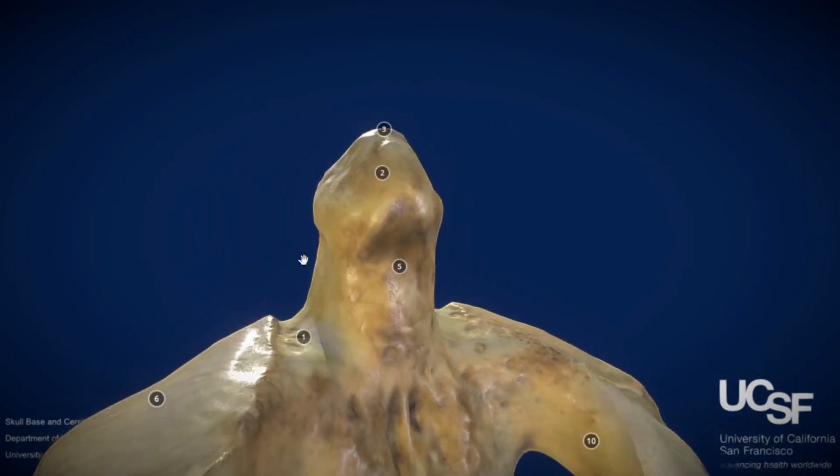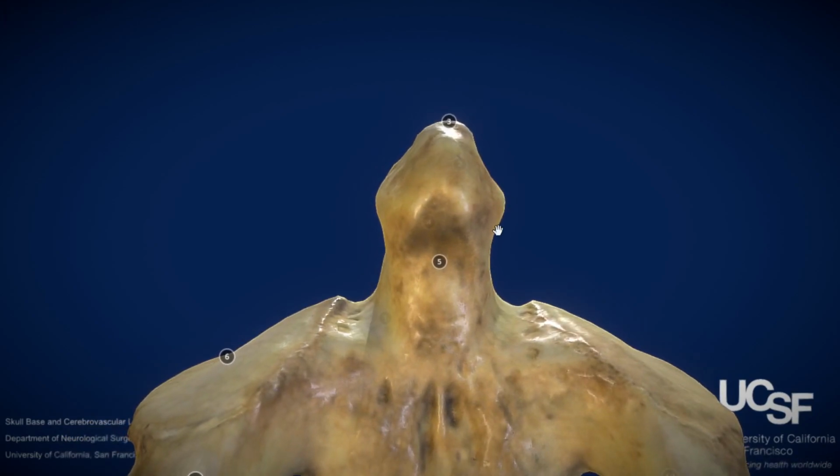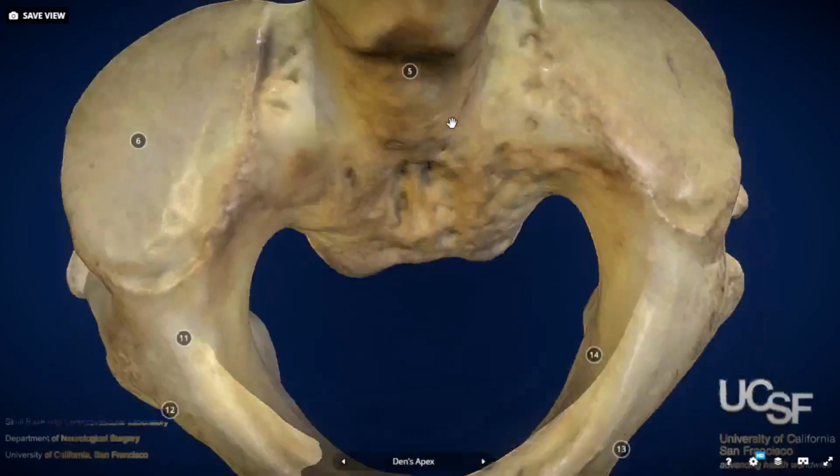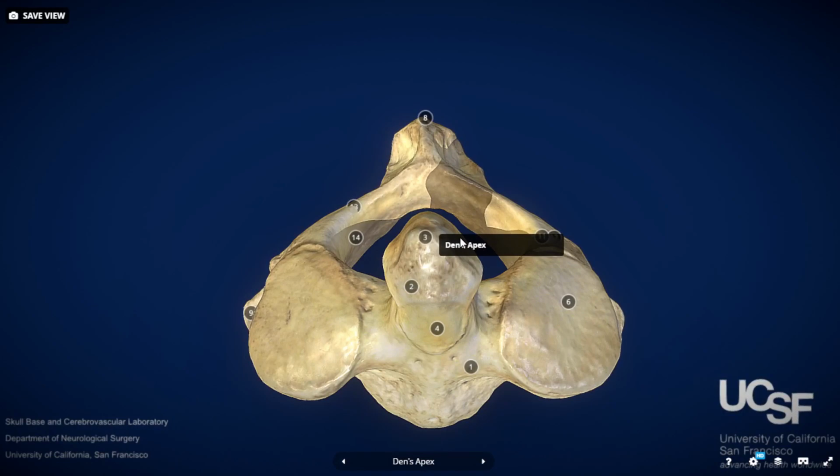Moving superiorly and laterally, we see these two protrusions that are the place for the attachment of both alar ligaments, right and left, and superiorly again the apex of the odontoid process, which is the attachment point for the apical ligament.